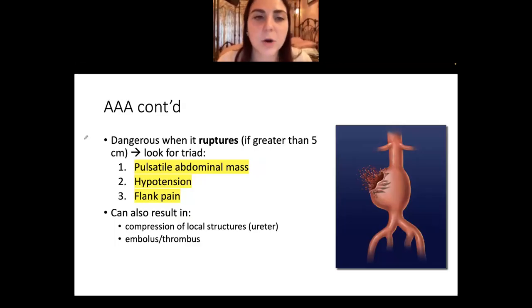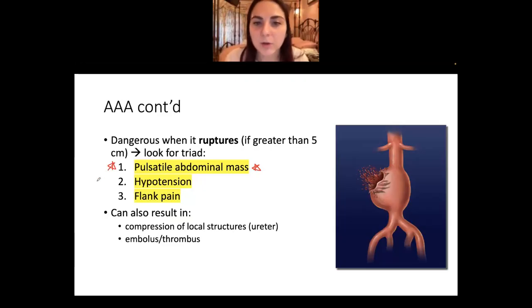And then, so having an AAA is fine. It's not great, but it's fine. But when it ruptures, that's the issue. And usually it's going to rupture when the aneurysm gets greater than 5 centimeters. I don't know how important that is, but 5 centimeters to me doesn't seem like that much. But that's when it ruptures.